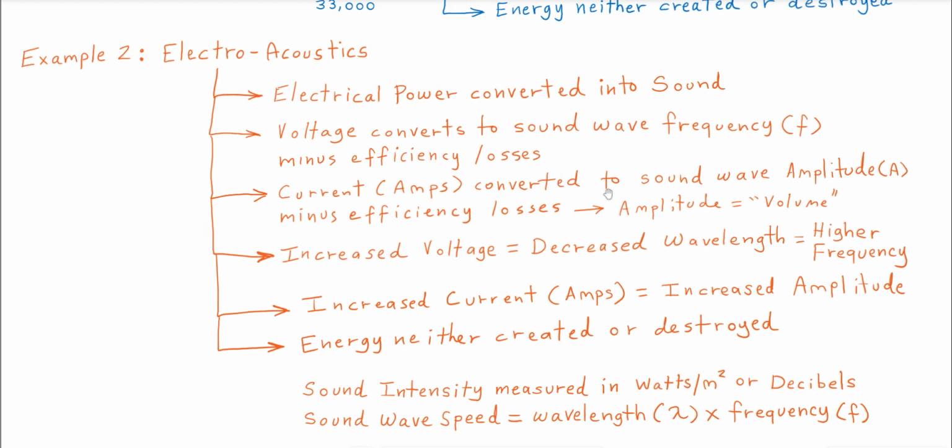So that then translates into the volume, or how loud sound is. That's a function of the current. So the increased voltage then shortens the wavelengths and allows a higher frequency, more cycles per second. And so the increased voltage will increase the sound wave frequency, increased current, or amps, increased amplitude. And of course, if we have a product of these two, then we just have greater intensity of sound. But most importantly, the energy is neither created nor destroyed.